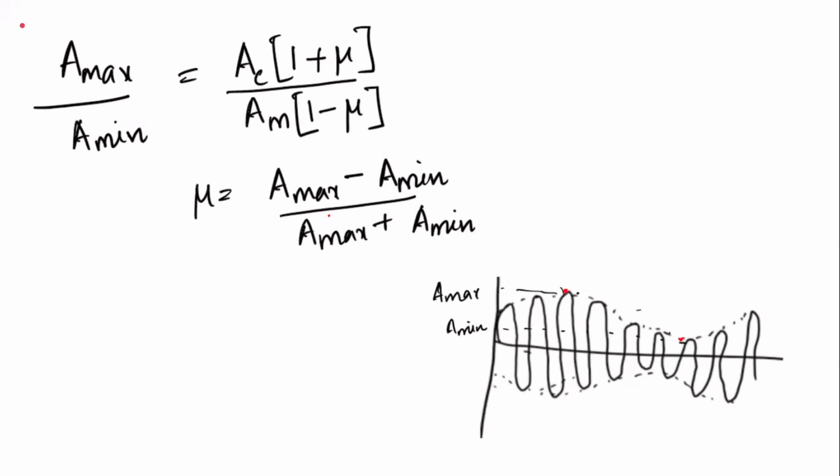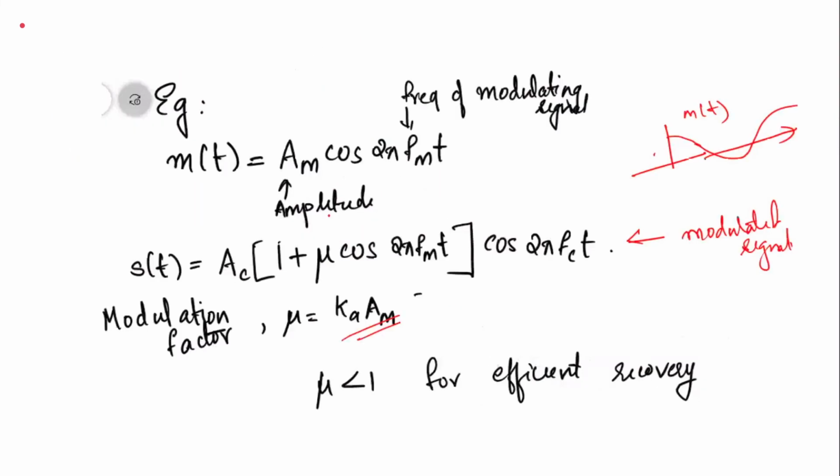Ma'am, could you once just show how Ka and mu are related? Ka into Am is mu. See here, what I had in the previous expression was 1 plus Ka into m of t, isn't it? Yes, ma'am. So m of t is what? Am cos 2 pi fmt.